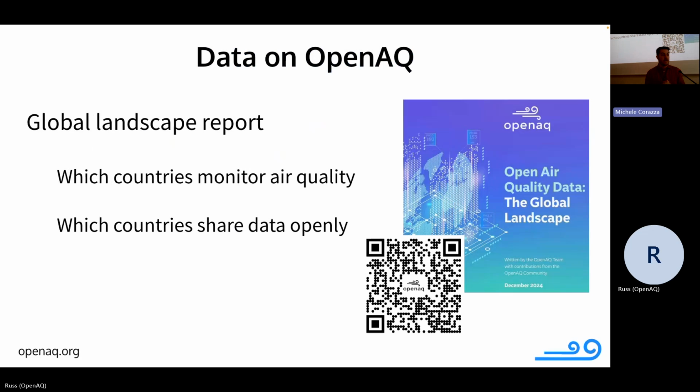So I've already mentioned our global landscape report. This is a report we put out every year, and we count which countries are currently monitoring air quality and which countries share that data openly. And we have a couple criteria that we list on how sharing works. To get a full credit on this, we require that the data be machine readable, that is, not buried in a PDF or deep in a web page, but actually accessible to folks. I have the QR code, and I'll have links later so you can look up these reports. This is for the last report from 2024.